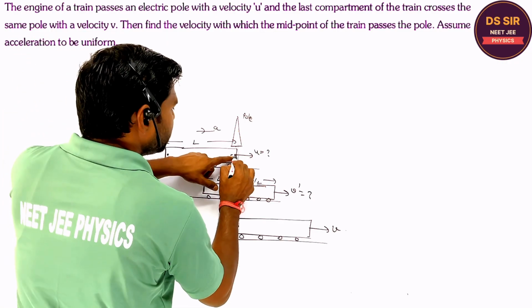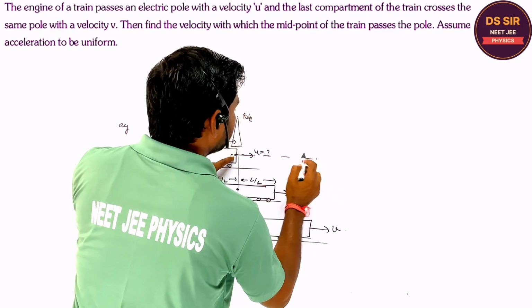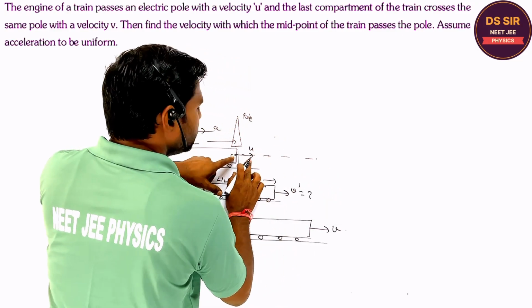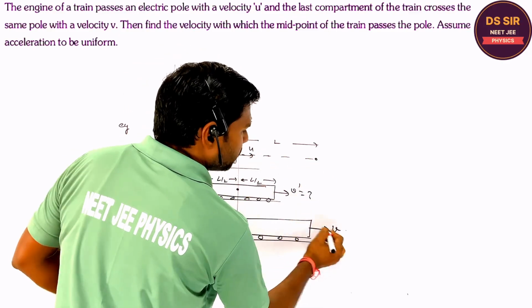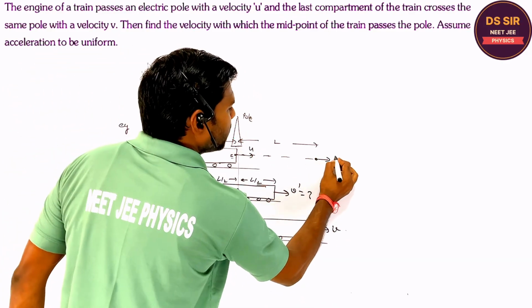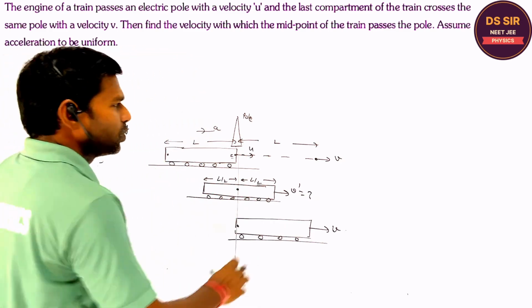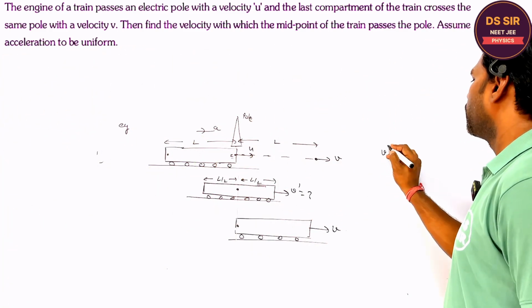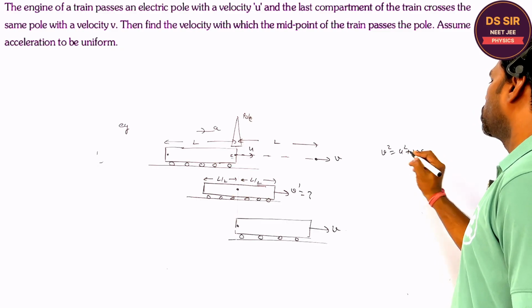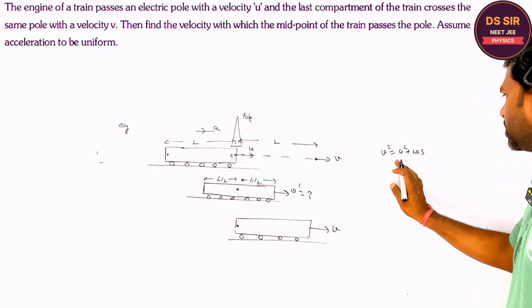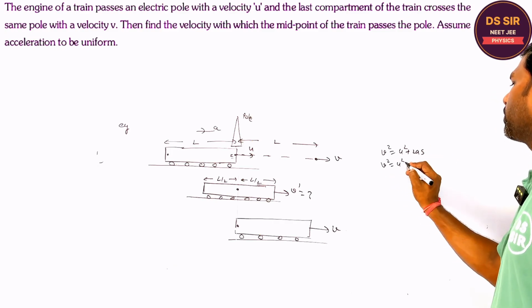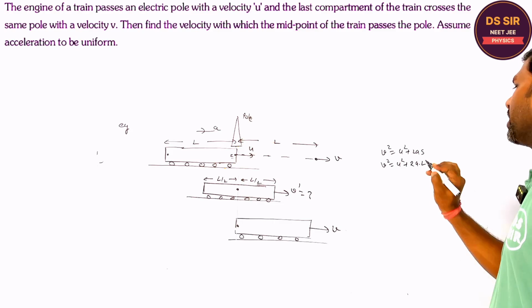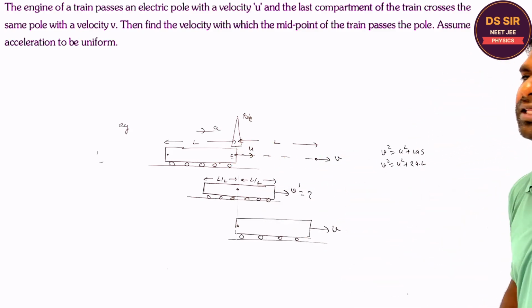So listen to one thing. If this is the engine, when it travels, the initial speed is u. When it travels the complete distance L, what does its speed become? Say v. So what will you apply? If the acceleration is a, v square is equal to u square plus 2as. What is s? Say v square is u square plus 2a into L. L is the distance traveled by the engine. Is it clear or not, you tell?